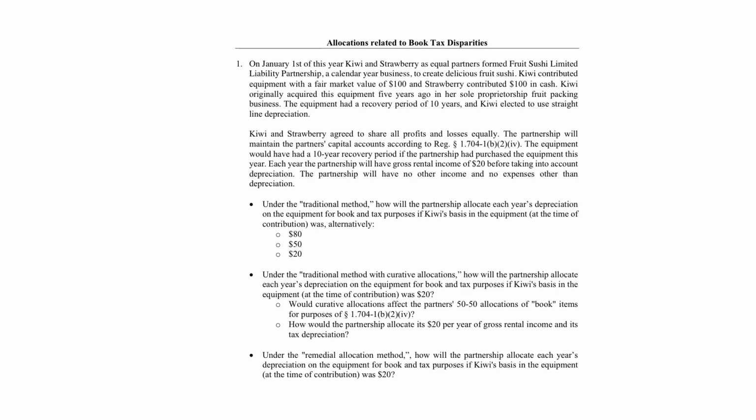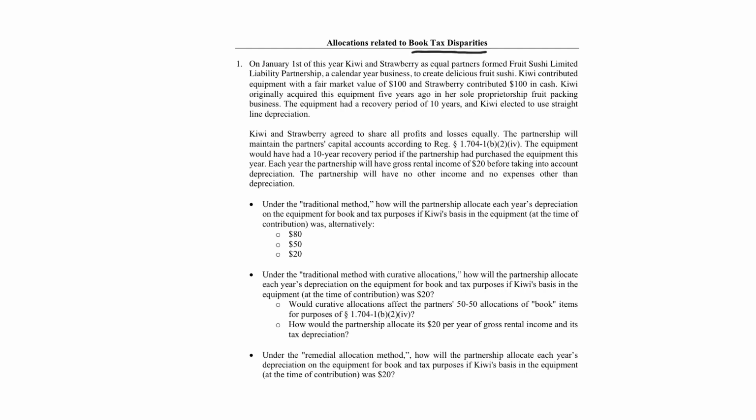So we got a problem on allocations related to book-to-tax disparities. On January 1st of this year, Kiwi and Strawberry, as equal partners, formed Fruit Sushi Limited Liability Partnership, a calendar year business, to create delicious fruit sushi. Kiwi contributed equipment of a fair market value of $100. So we know the problem is going to deal with book-to-tax disparities.